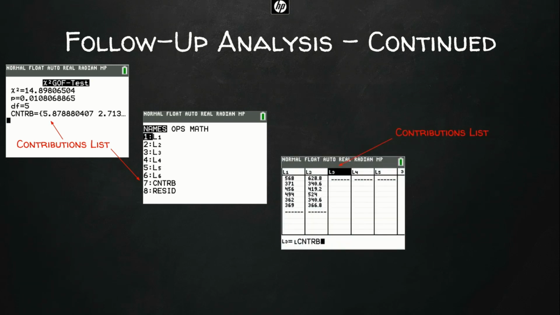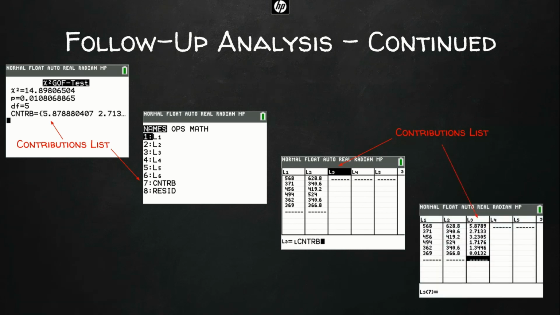If we go into stat and edit and highlight list 3, we can enter in that contributions list and see that again, the first category, which was blue, and the third category, which was green, had the highest contributions to the chi-squared test statistic.